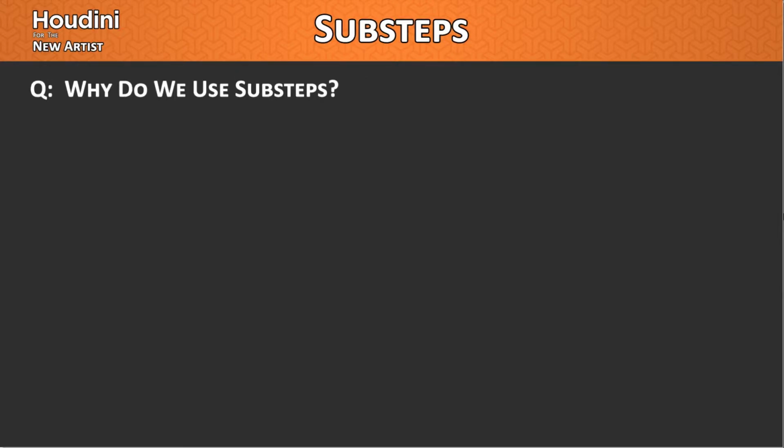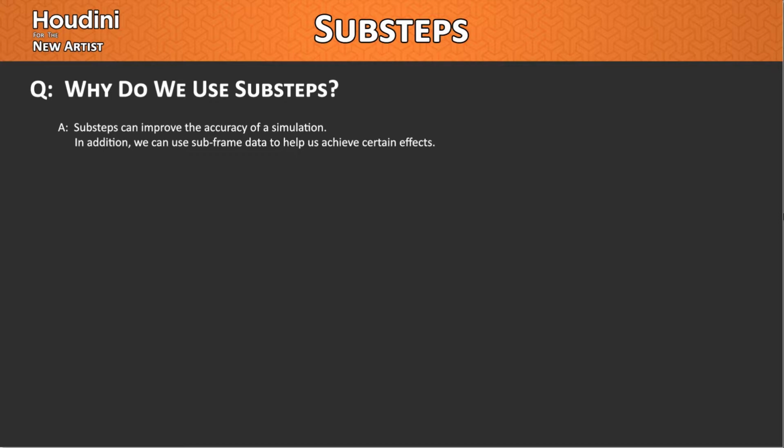Now, what is the point of substeps? Why are we talking about this? What's the use? Well, for one, substeps can improve the accuracy of our simulation. And that's oftentimes the main reason why you might add more substeps. But in addition to that, we can also use this subframe data to help us achieve certain effects. So let's start off by talking about this accuracy of a simulation first.